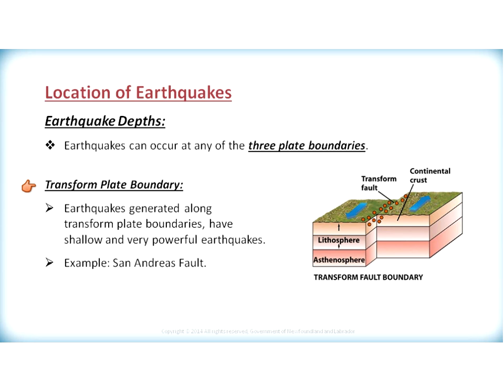When we look at transform fault boundaries, earthquakes generated along this type of boundary are shallow and very powerful. Examples of earthquakes that occur along transform plate boundaries are seen in California along the San Andreas Fault. If we look at the diagram to the right, we see a transform fault boundary where shearing forces cause the plates to move in opposite directions.